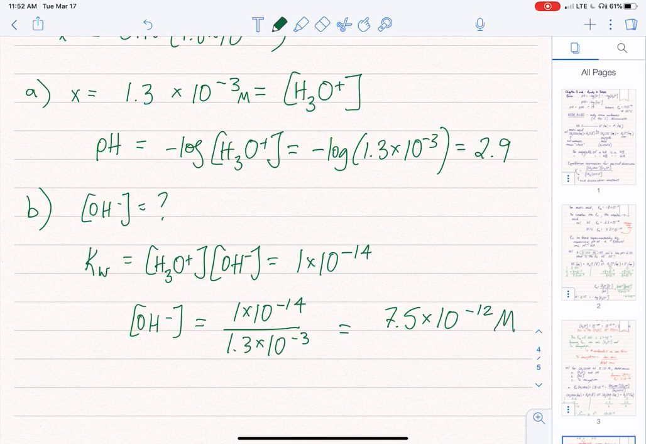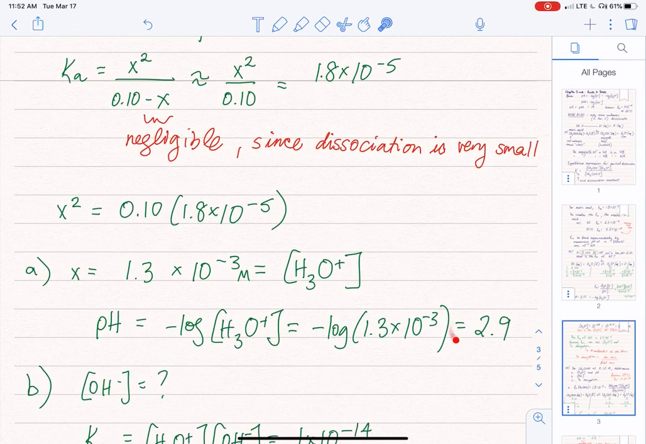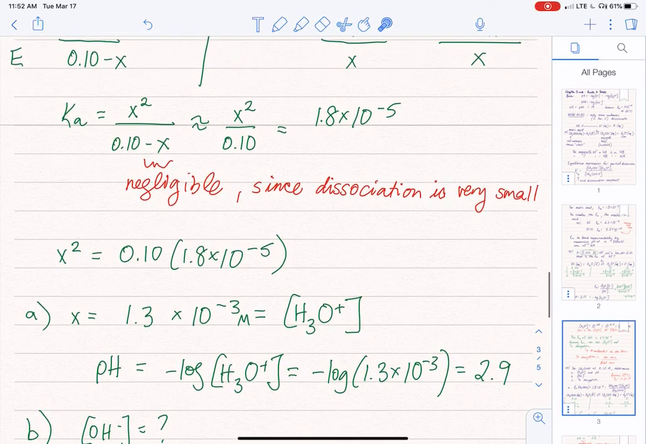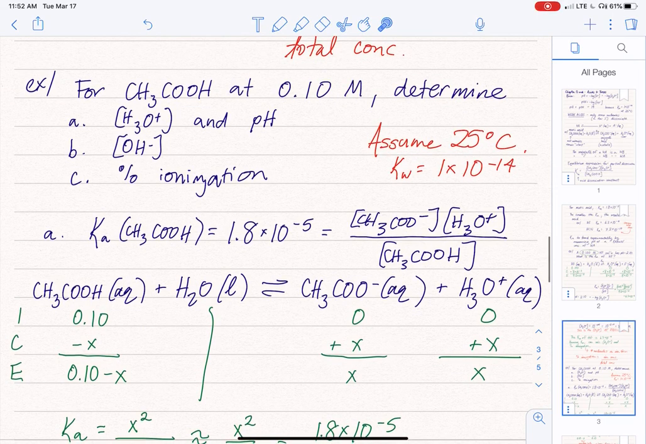Awesome. So you can see clearly this value is teeny, teeny, tiny, which should make sense, right? I have an acid here, so I have much more hydronium than I have hydroxide. And I have, obviously, an acidic pH of 2.9, which I should hope for because it is acetic acid. And I hope that it has an acidic pH.